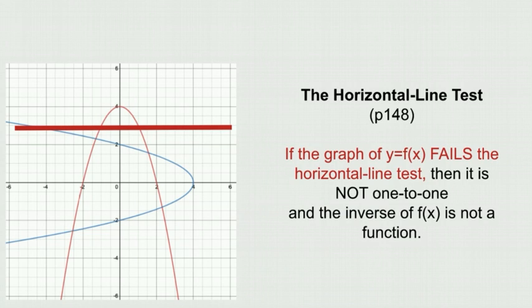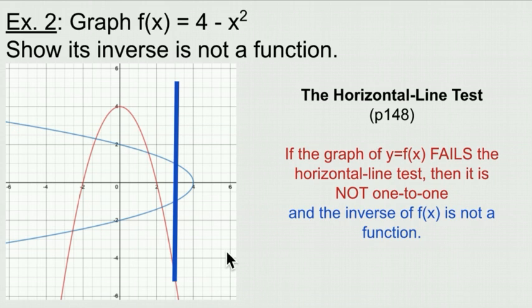So that implies that if the graph of y equals f of x, like this red parabola, fails the horizontal line test, then I know that that f of x is not a one-to-one function, and that means that the inverse is going to fail the vertical line test, so the inverse is not a function.